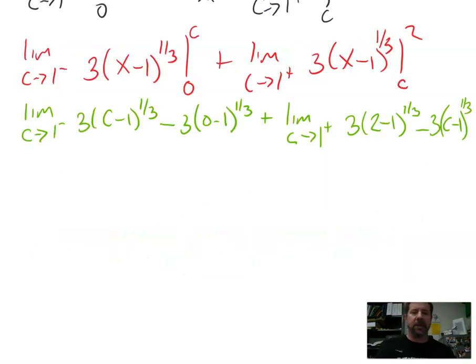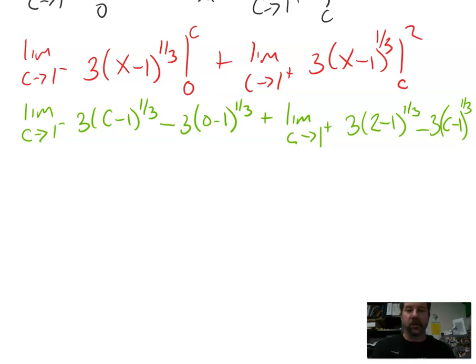Okay, and I split it up a little bit here, but I get the limit as c approaches 1 from the left, 3 times c minus 1 to the 1/3 minus 3 times 0 minus 1 to the 1/3, plus the limit as c approaches 1 from the right, 3 times 2 minus 1 to the 1/3 minus 3 times c minus 1 to the 1/3, and now I can evaluate these limits.